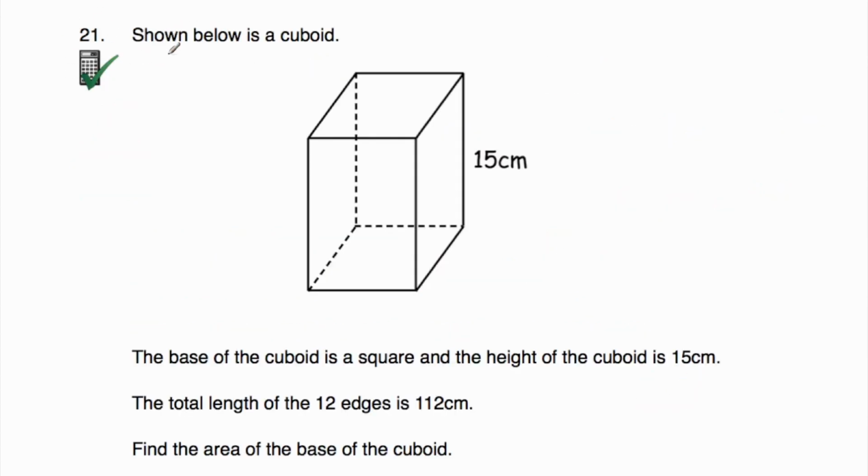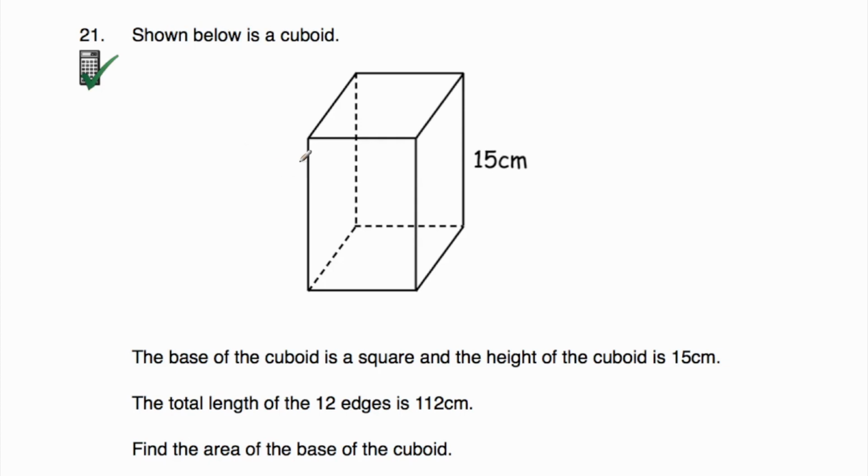So let's have a look at question number 21. Question number 21 says, shown below is a cuboid. So here we've got a cuboid, and the base of the cuboid is a square. This at the bottom of the cuboid is a square, and it'll have a length and a width that are the same size. So it might be a 10 centimetre by 10 centimetre base, or a 2 centimetre by 2 centimetre base, but the length and the width of the square will be the same. And the height of the cuboid is 15 centimetres.